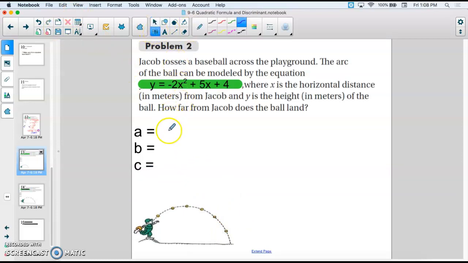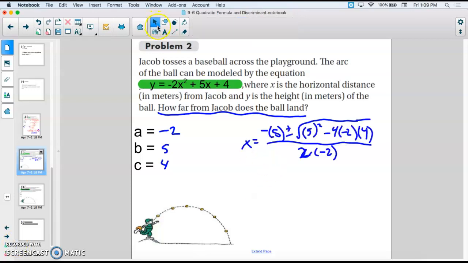But here we go. Negative. First off, is it in standard form? We're asking the same question: how far from Jacob does the ball land? We have -2 for A. It is in standard form. -2 for A. B is 5. C is 4. Okay. I'm going to pause the video and you set it up, and then we'll come back together.